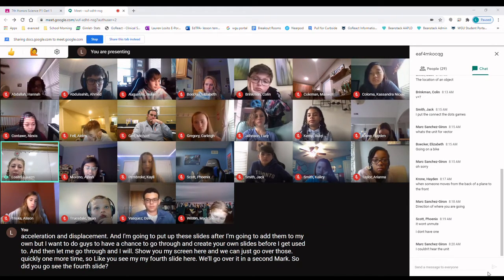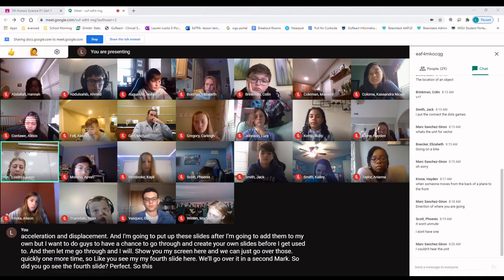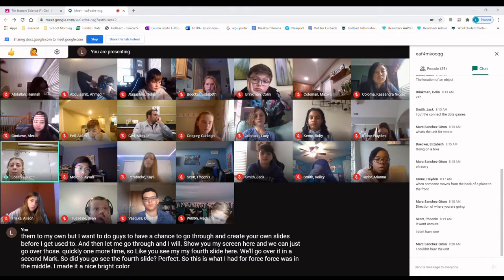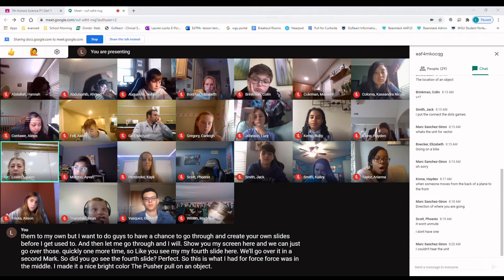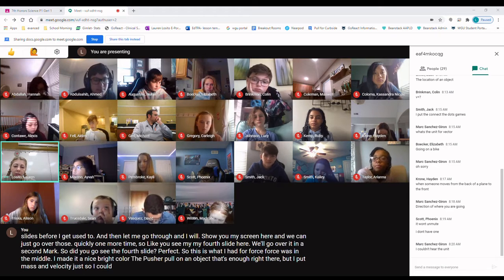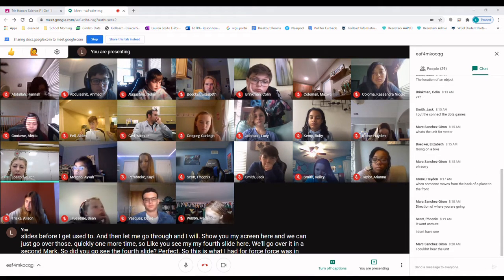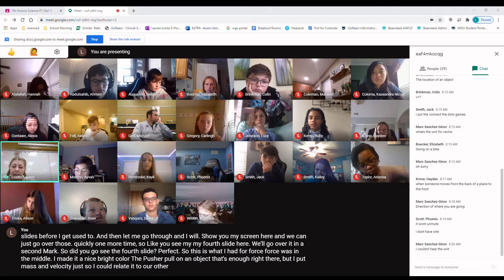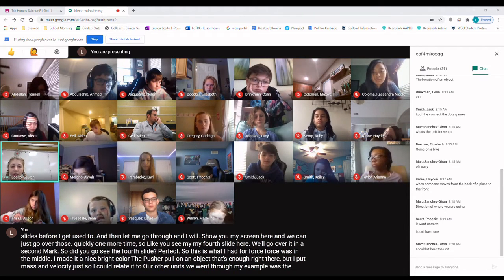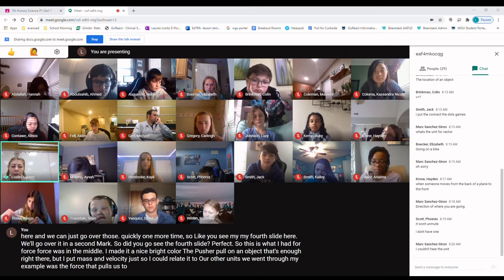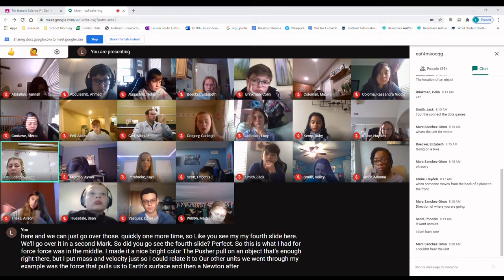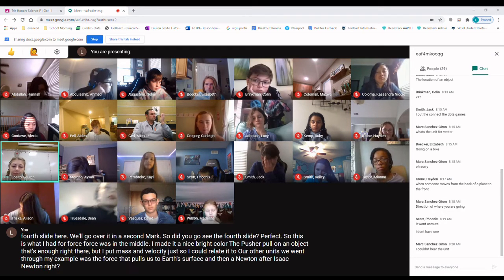Perfect. So this is what I had for force. Force was in the middle. I made it a nice bright color. The push or pull on an object, that's enough right there. But I put mass and velocity just so I could relate it to our other units we went through. My example was the force that pulls us to Earth's surface. And then a Newton, after Isaac Newton, right? He's very helpful. Force equals mass times acceleration.